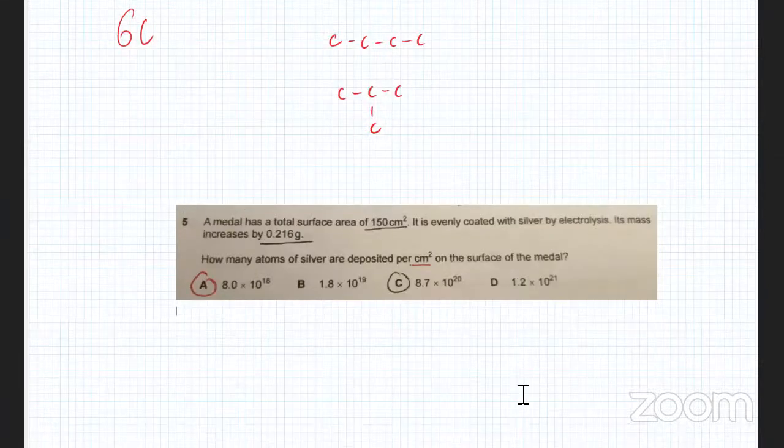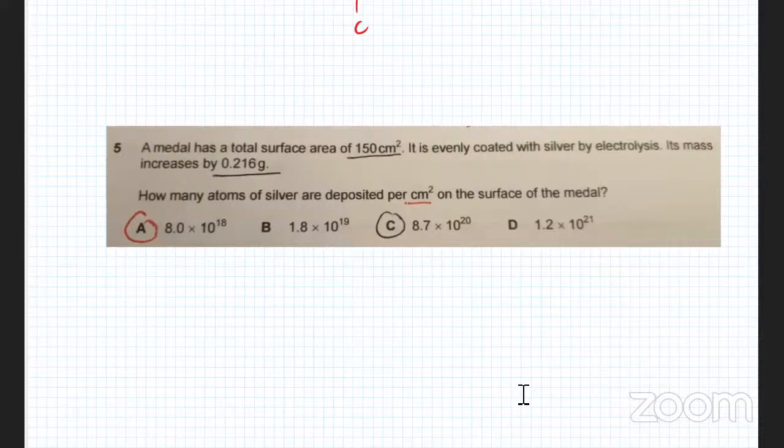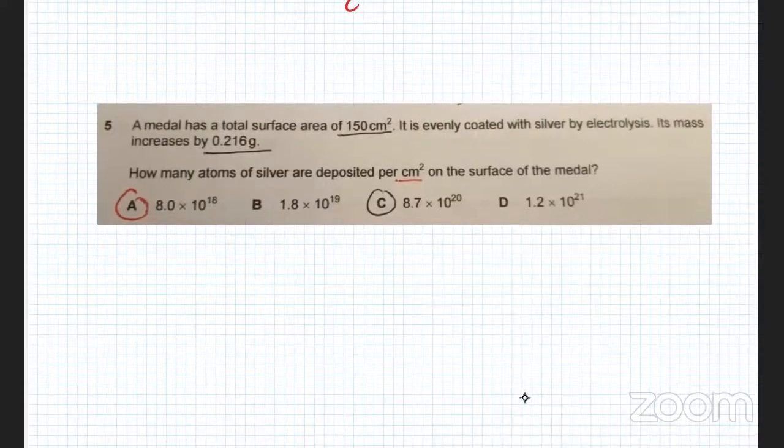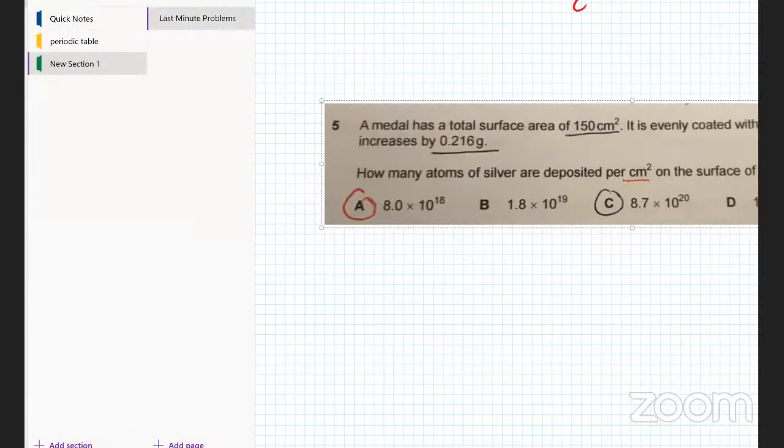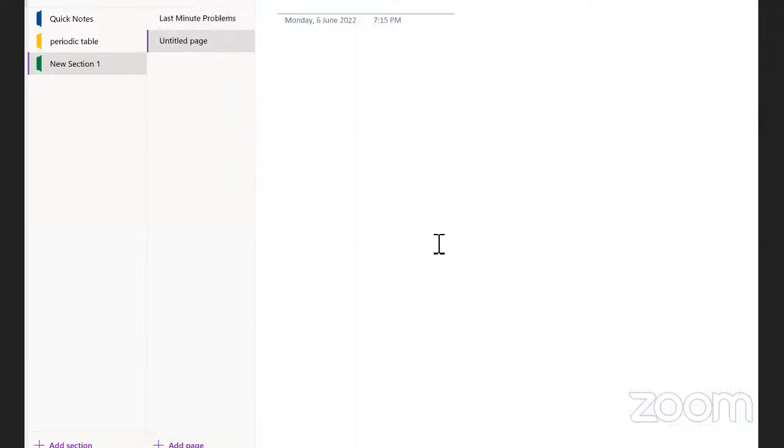Probably looks like an easy question. A metal has a total surface area of 150. Let me just create another board for a second. Sir, I also sent you a question, please solve that too. Okay.